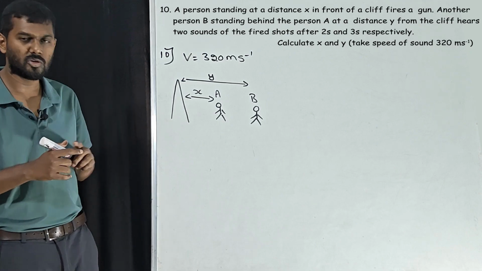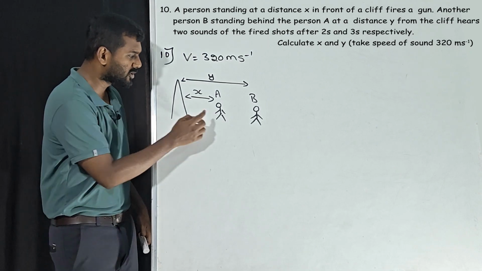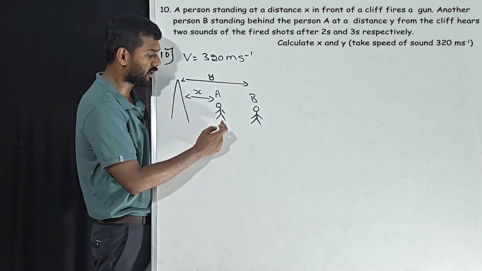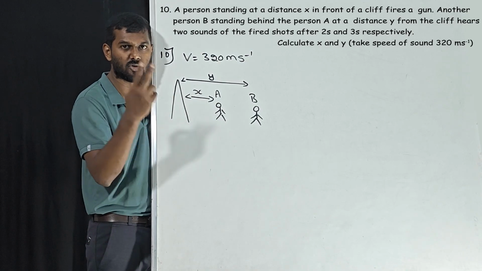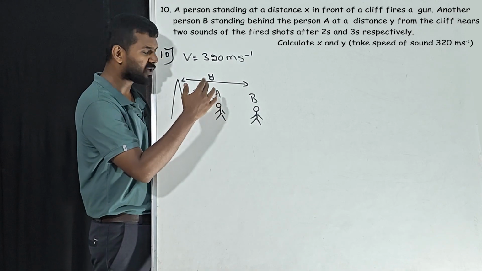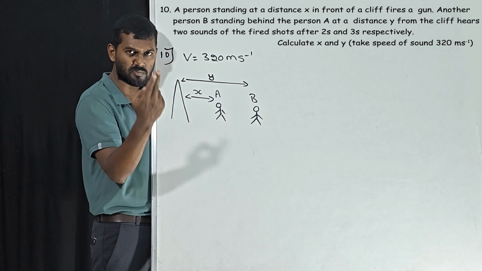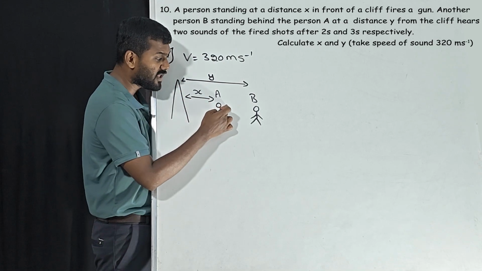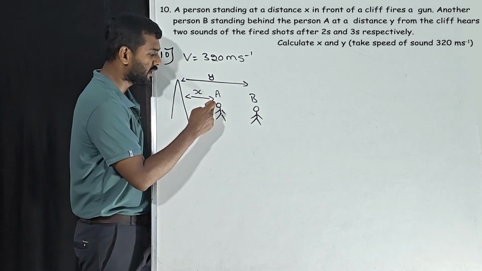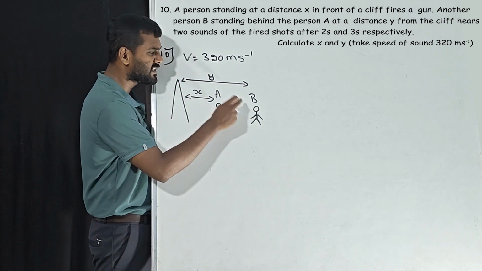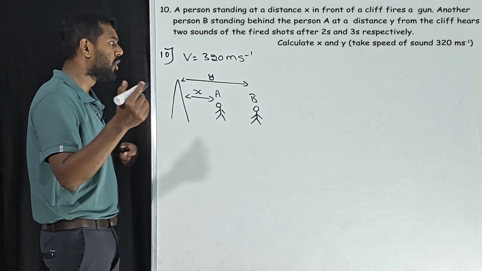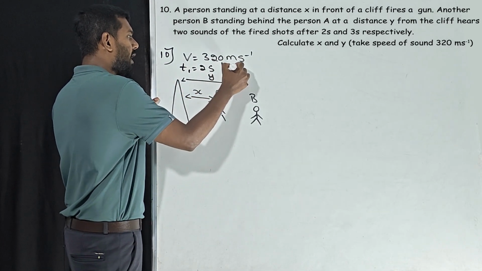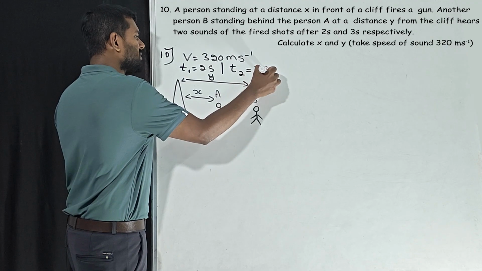Now here we are going to use some common sense. This person is going to fire, and understanding this concept is very important. When the sound is released from the gun, it will travel in this direction as well as in this direction, correct? They have given two times: T1 is equal to 2 seconds and T2 is equal to 3 seconds.